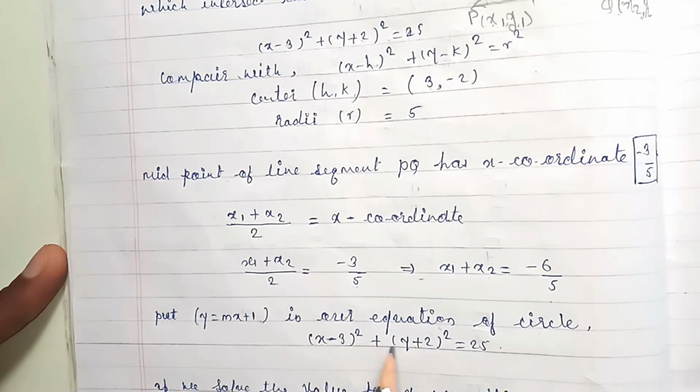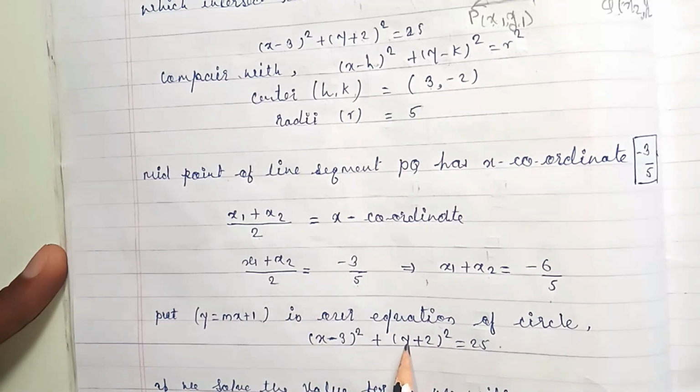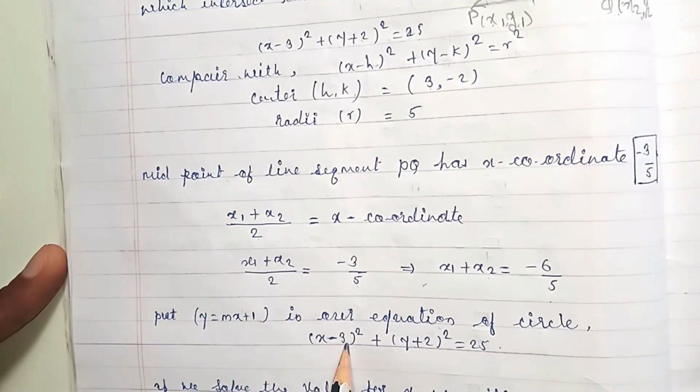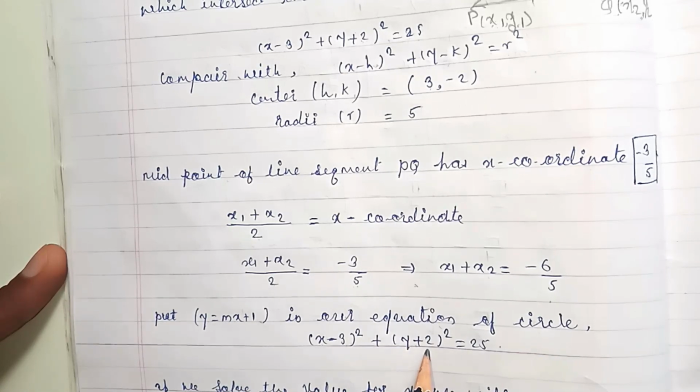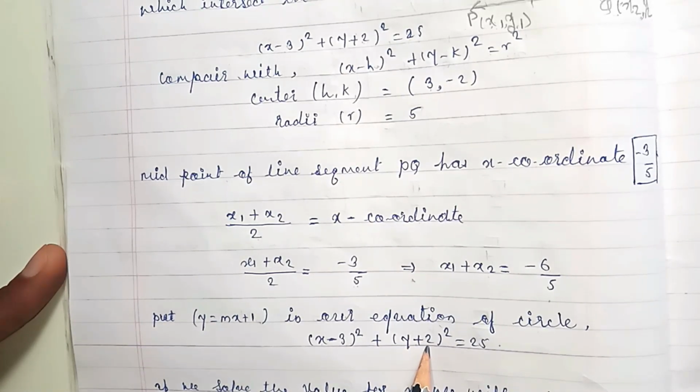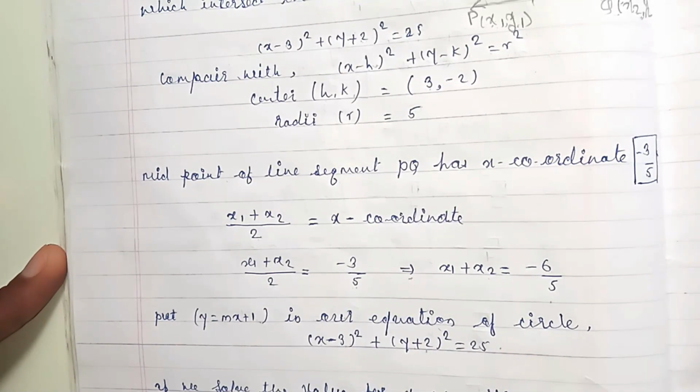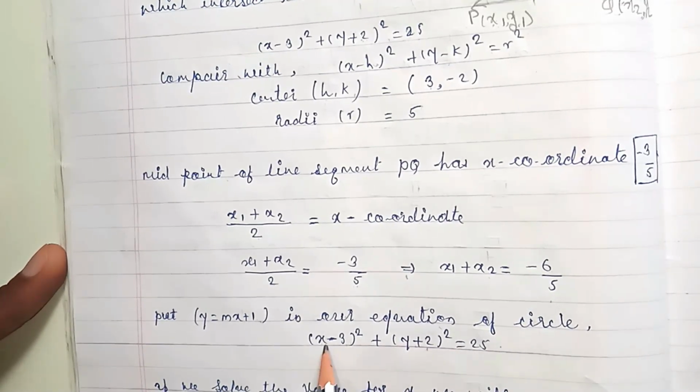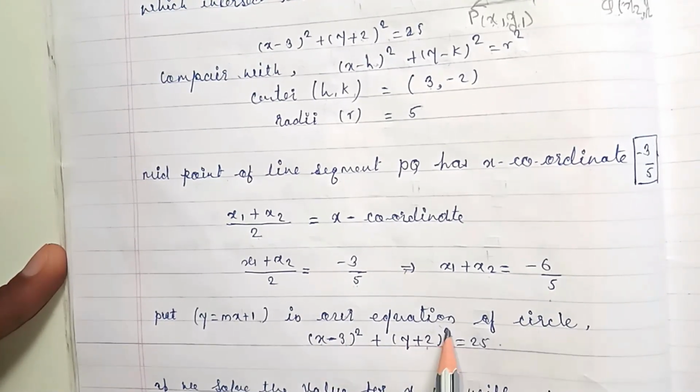Okay, the y here is mx plus 1. So our first bracket is in the form of x, and the second bracket is also in the form of x, so we'll easily get the roots of x by using this. So (x minus 3) square plus (y plus 2) square is equal to 25.